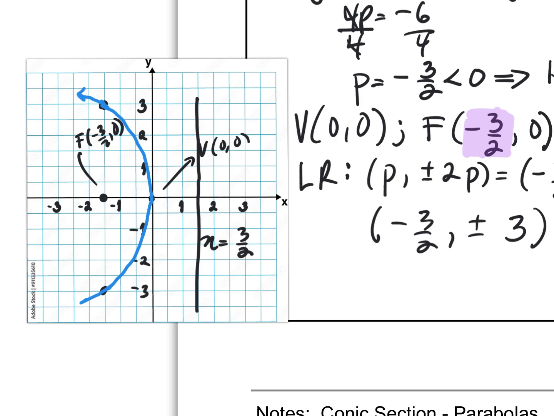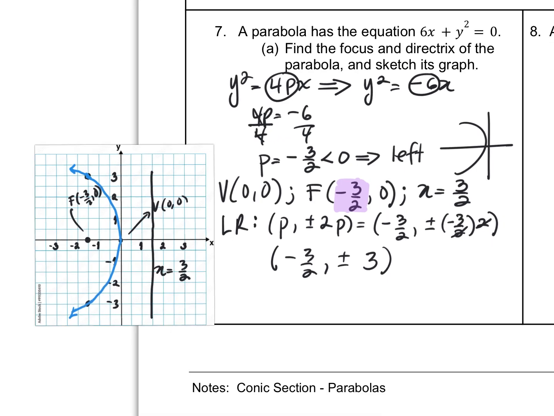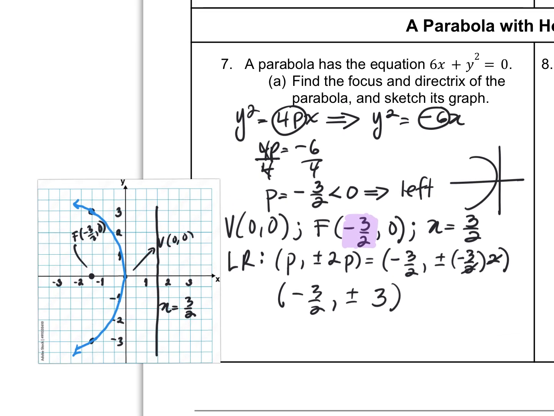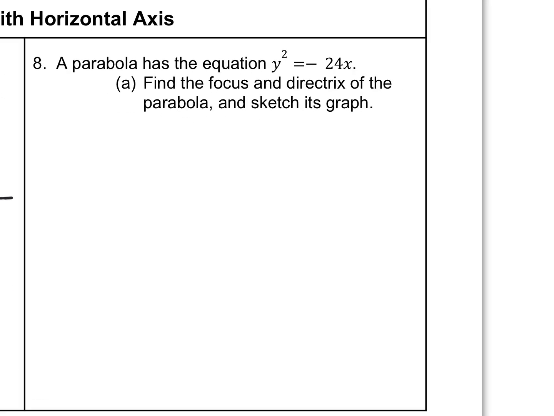It's going to be opening left because the value of p is less than 0. So I hope you understand this one. These are called your horizontal parabolas, and they are very fun to learn. Okay, number 8. It's identical with the first one.